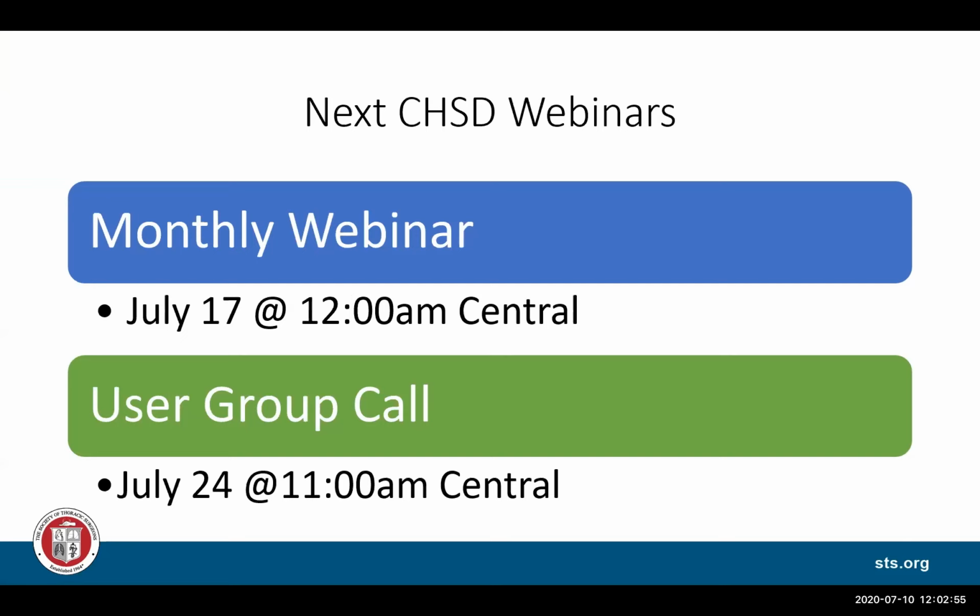All right, and before we wrap up, again, our next monthly webinar is scheduled for July 17th at 12 p.m. Central Time, not a.m. I plan to be asleep at that time. And also, our next user group call is scheduled for 2 weeks from today, Friday, July 24th at 11 a.m. Central. So please be sure to mark your calendars, and we hope to see you guys next Friday on the 17th for our monthly webinar.